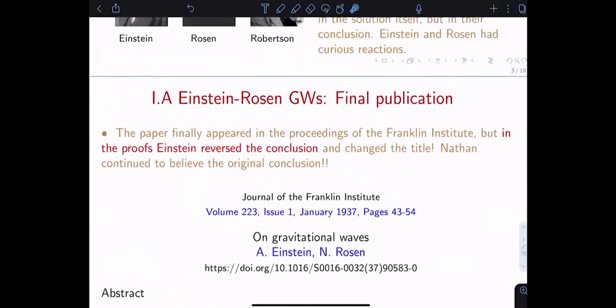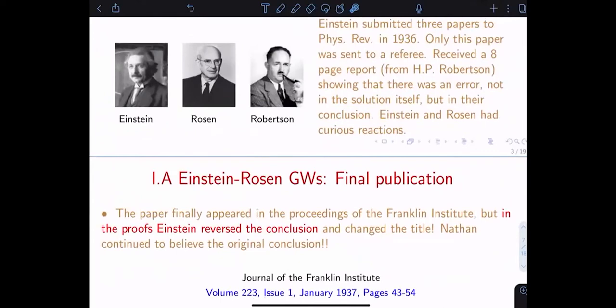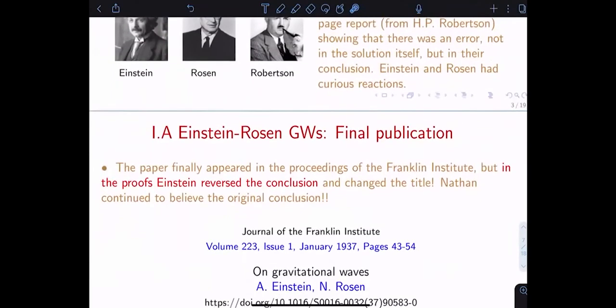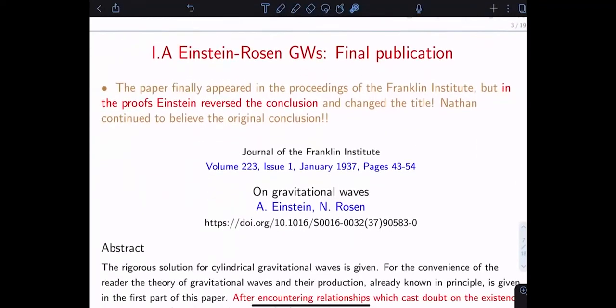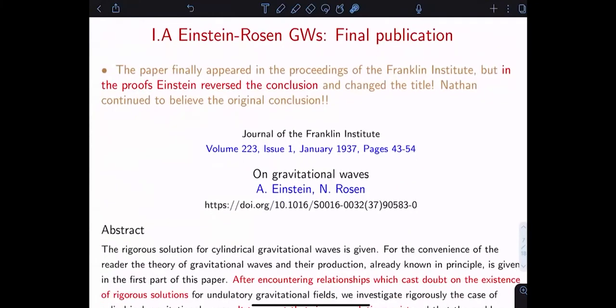Einstein just basically withdrew the paper from Physical Review, and never sent a paper to Physical Review again. And Nathan continued to believe that gravitational waves do not exist for several more decades. But finally, Einstein resubmitted the paper and it appeared in the Franklin Institute journal. But between the two times, Einstein realized that there was indeed a mistake in the paper, and he changed the title of the paper and the conclusion of the paper.